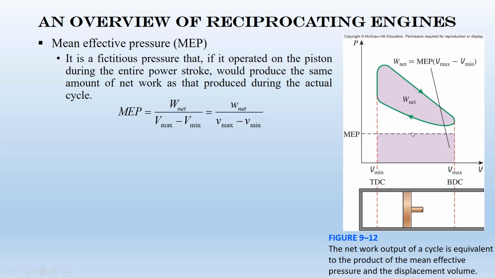Based on the definition, now you can calculate the MEP. This is a rectangle. You know that the area under the P-v diagram is the W net. So this area equals the W net. Since this is a rectangle, the area equals the MEP, this side, times Vmax minus Vmin. From here, you can write the MEP equals W net over Vmax minus Vmin, or you can write it based on unit mass. This is the definition of the MEP.